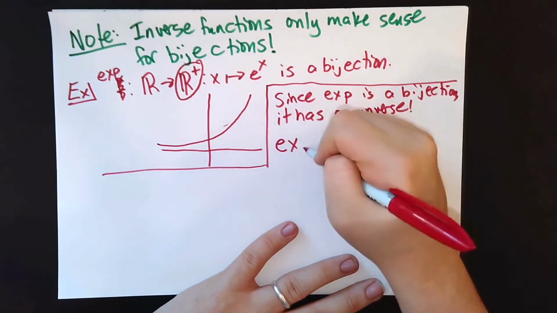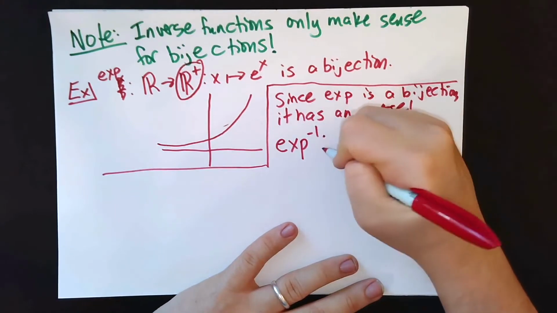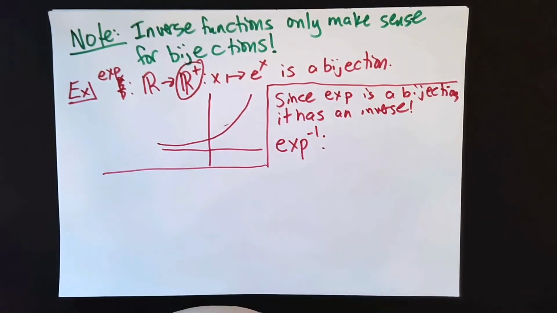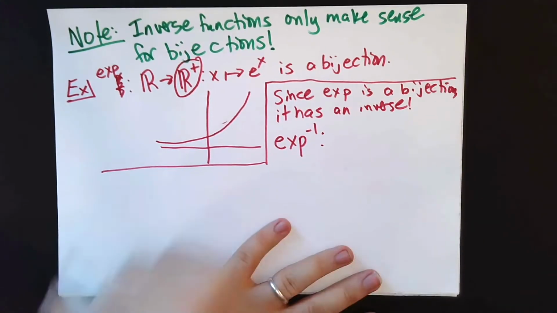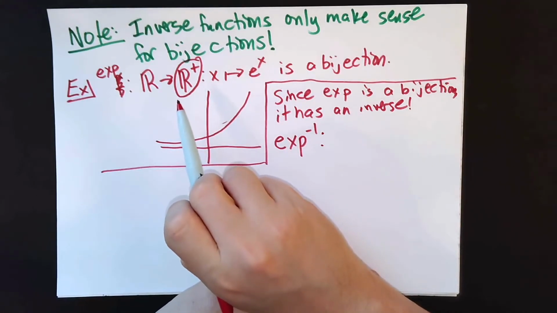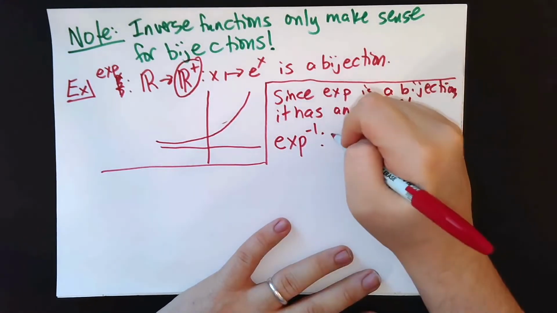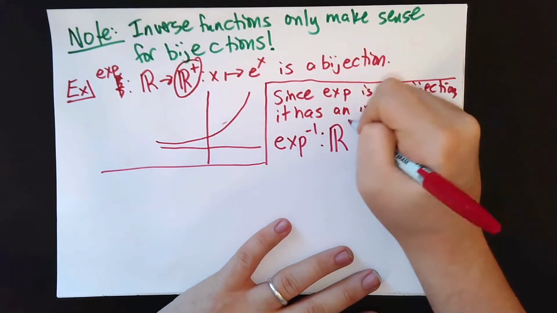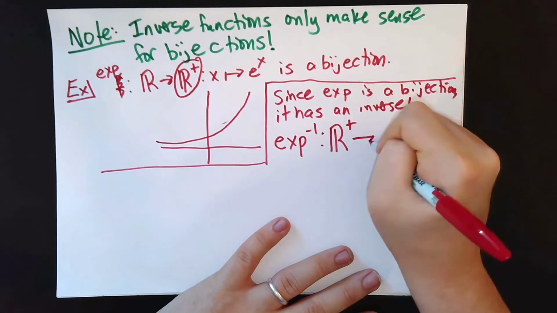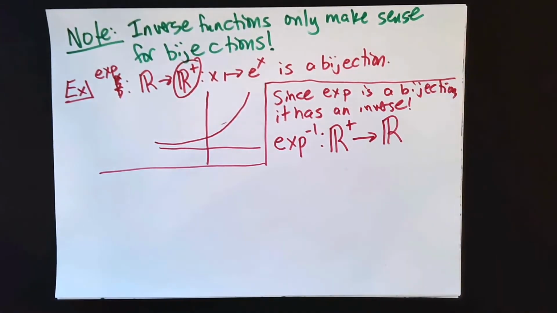And so this exp inverse function, what is its domain? Well, remember, taking an inverse function flips the domain and codomain. And thus, the function exp inverse, its domain is the positive real numbers, and its codomain is the real numbers. And so let's try and understand what it is that this function is doing.